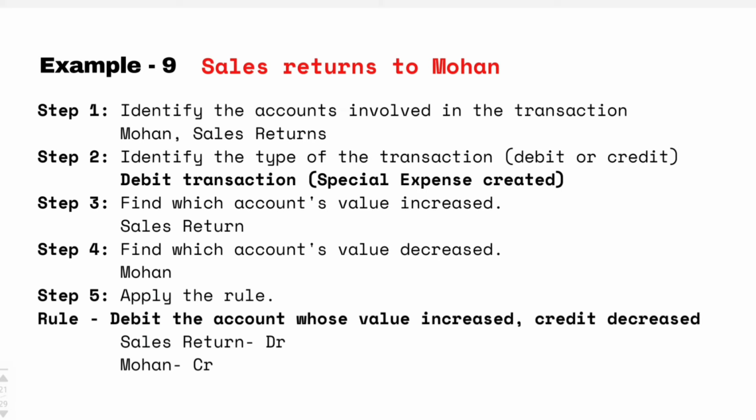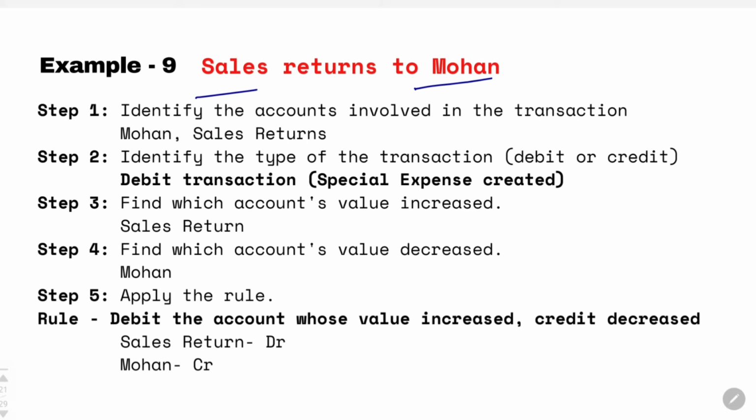Again, sales return to Mohan. Now what is happening? I did a sale to Mohan, but he is returning that to me. So now whatever money I got from Mohan, I have to give it back. So it is a special kind of an expense that is being created. And just like how sales will always have money flowing in because it is a revenue, sales return will always be an expense. Why? Because from sales returns, money will only flow out. Okay, so two accounts involved. One is Mohan, the other is sales return.